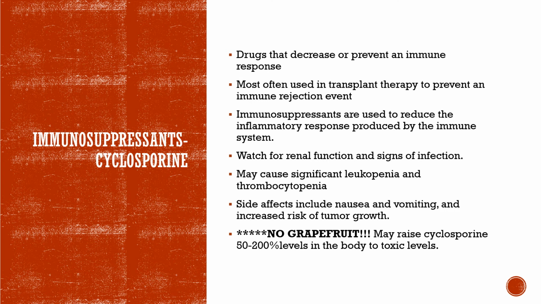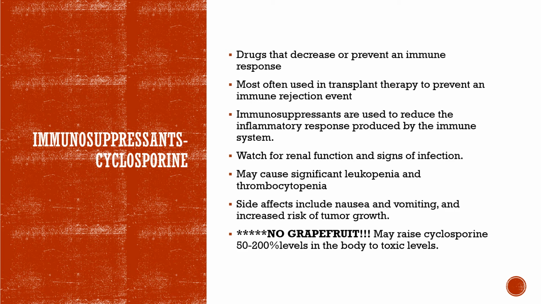It's used to reduce the inflammatory response produced by the immune system. There are some things that you need to know about cyclosporine when you're working with patients. It's used primarily to prevent the rejection of kidney, liver, and heart transplants. And it's usually given with a steroid like prednisone. A glucocorticoid is usually given at the same time.